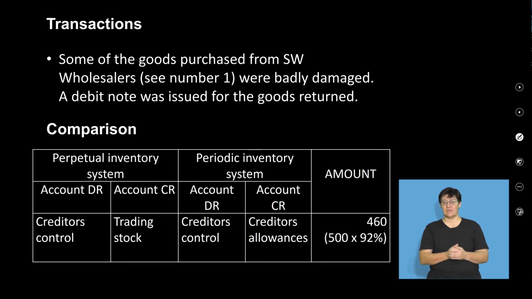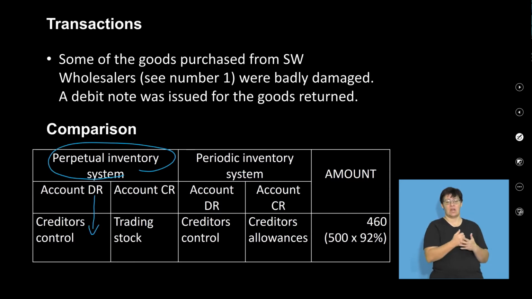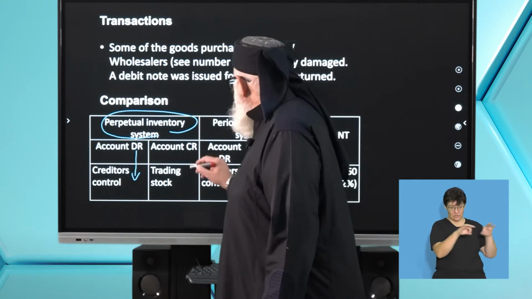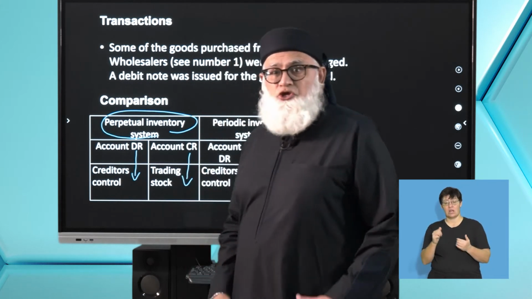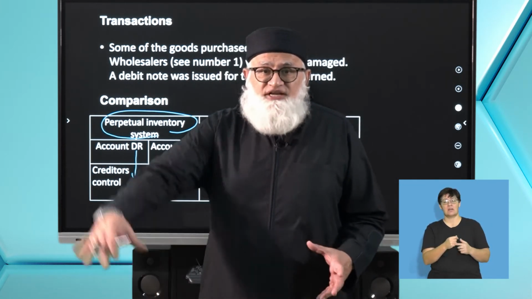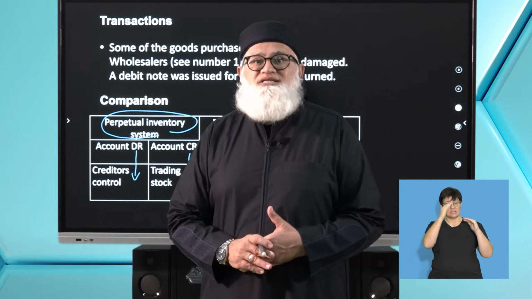Some of the goods purchased from SW wholesalers were badly damaged. A debit note was issued for the goods returned. Okay, here we go. Let's start with our perpetual first. In the perpetual inventory system, account debited will be creditors control. Why? Because your liability is decreasing in value. Your account credited will be trading stock. Why? Your asset is decreasing. You've returned the goods to your suppliers.